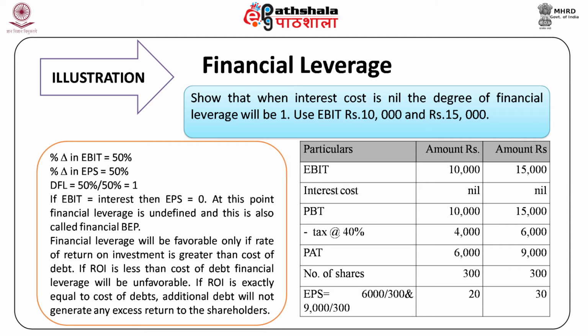If EBIT is equal to interest, then EPS is 0. At this point, financial leverage is undefined and this is also called financial break-even point. Financial leverage will be favorable only if rate of return on investment is greater than cost of debt. If ROI is less than cost of debt, financial leverage will be unfavorable. If ROI is exactly equal to cost of debt, additional debt will not generate any excess return to the shareholders.